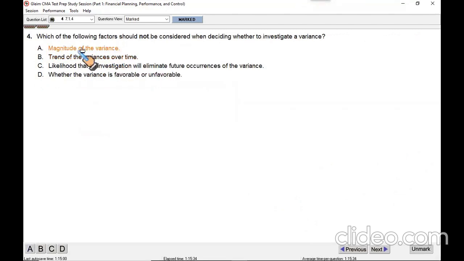Next, we have: which of the following factors should not be considered when deciding whether to investigate a variance? Should not be considered. Pay special attention to what is required. Should not be considered.